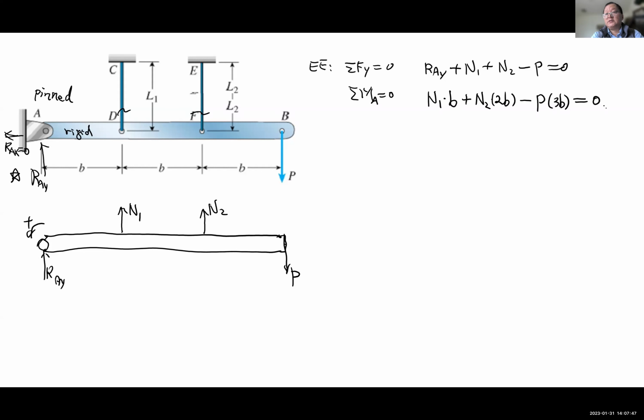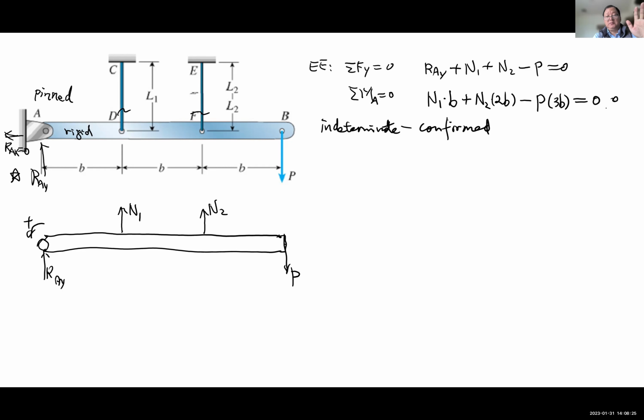Or you can say, if you look at just this equation alone, you have one equation but two unknowns, N1 and N2, in the second equation. So there is still a redundant reaction there. You cannot find the internal forces or the reaction forces from the equations of equilibrium alone. So it's indeterminate, confirmed by the equations.